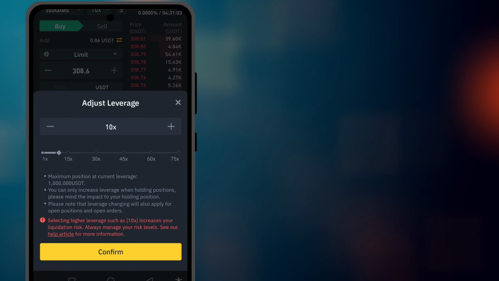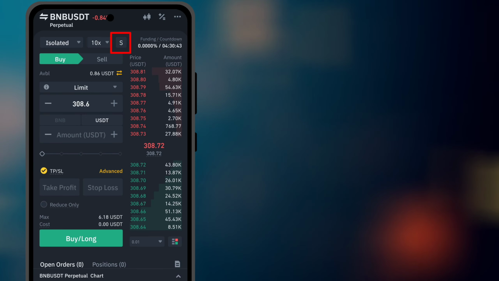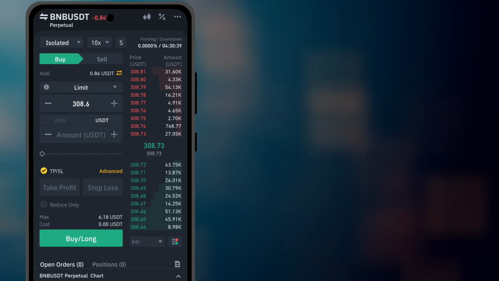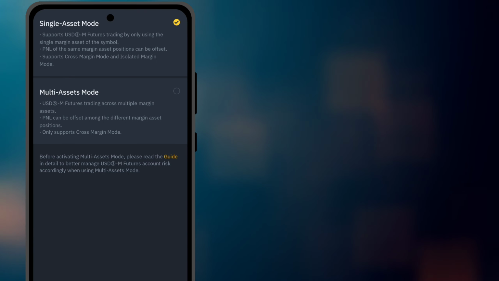So after that, you just have to click on confirm. Beside the leverage, you can see this S icon. This is just basically saying that you are using single-asset mode, which means you're just using USDT and the actual crypto, you understand?